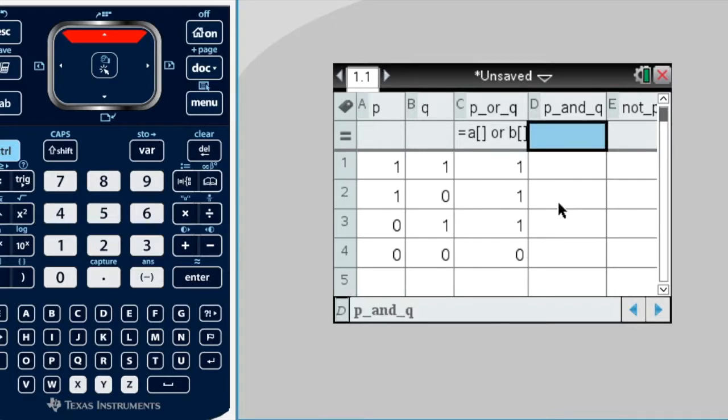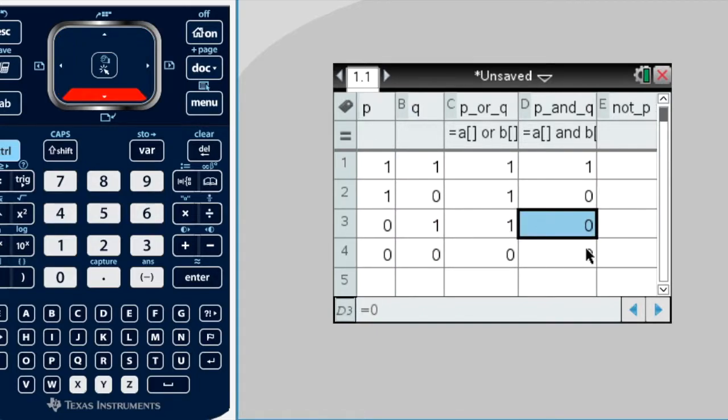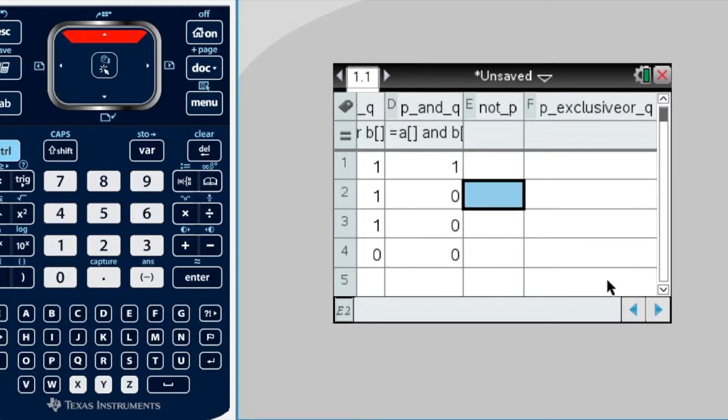P and Q, so when are they both true? So here I put equals A and B, column A and column B. When are they both true? Only here. True, true, and therefore that's true. Here we've got at least one false in these rows, so therefore all these had to be false. So far so good.